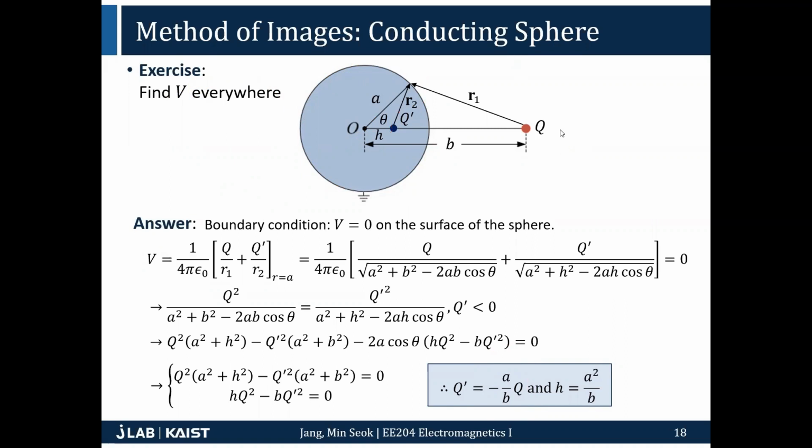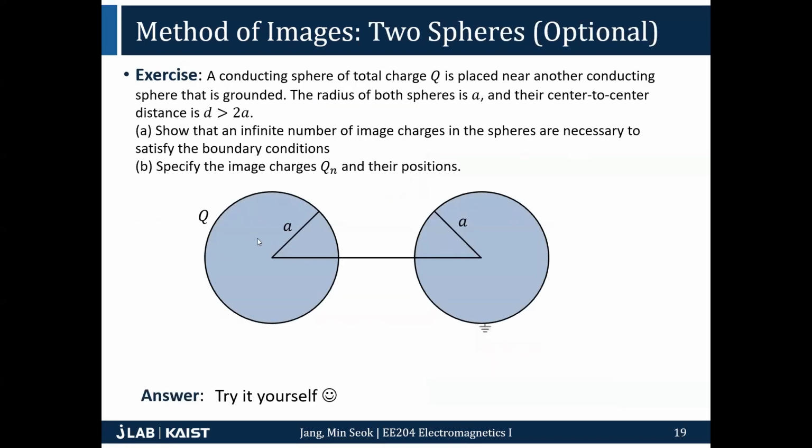I'll just go on. The next thing I want to discuss is another problem that is even one step more complicated than this one. Instead of having point charge q, we have a sphere with net charge q. And we have another sphere with the same radius that is grounded.